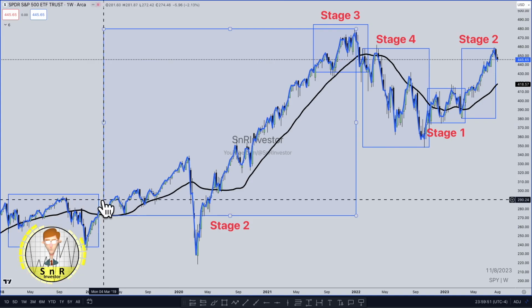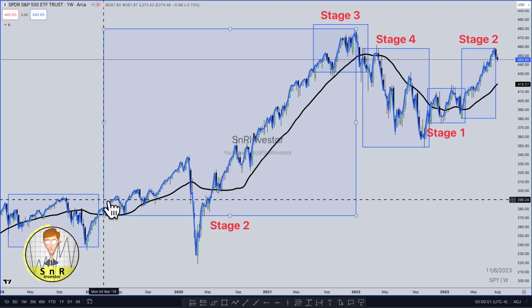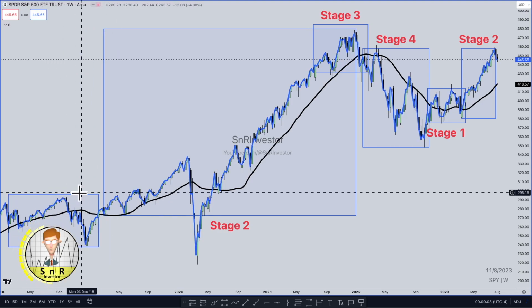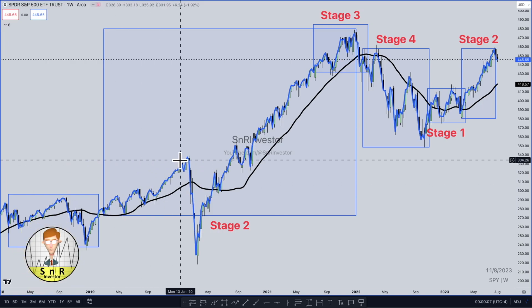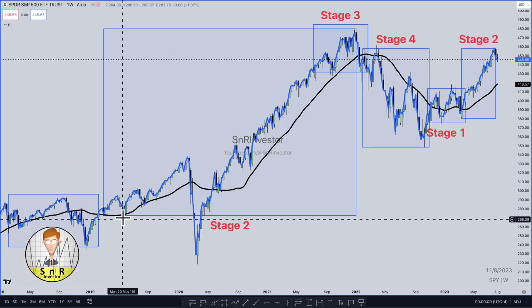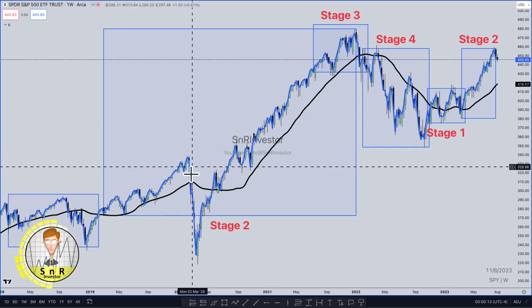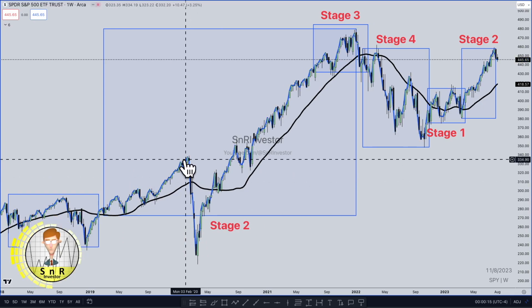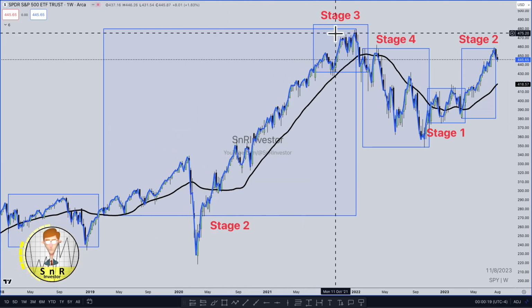If we were to use stage analysis to dollar cost average into the S&P 500 or to invest and hold for the long term, here would be a good area to have bought your S&P 500 and ride it up as the 30-week moving average starts to slope upwards. And during the COVID one, if you did not panic and sell, it would have just continued on its uptrend.